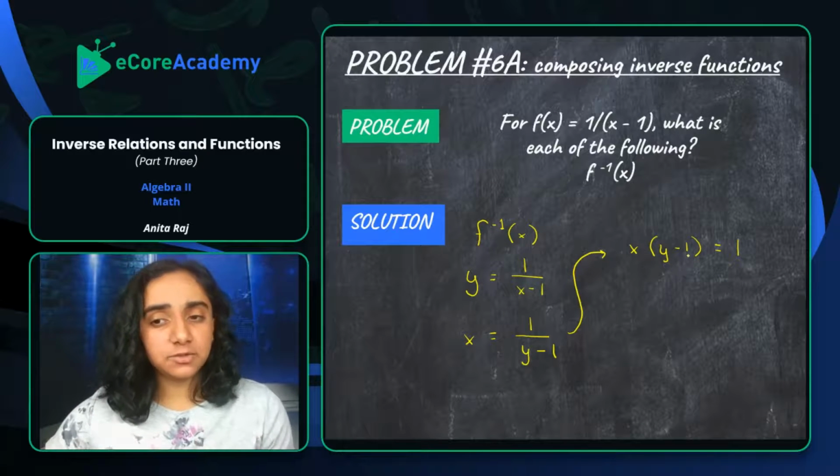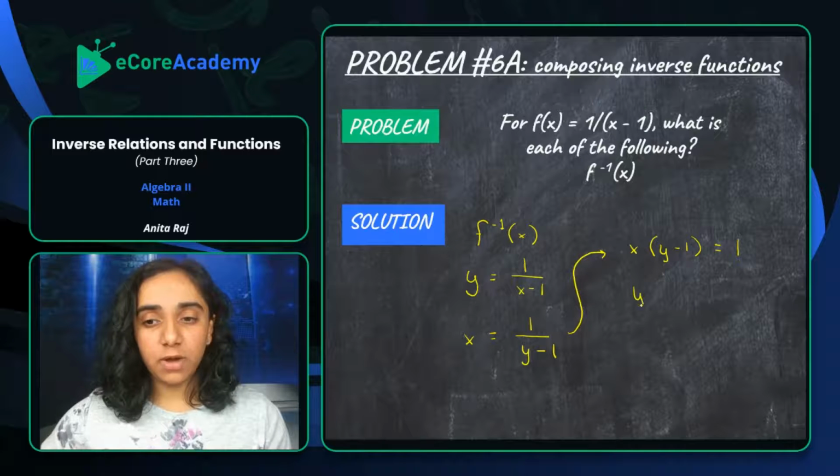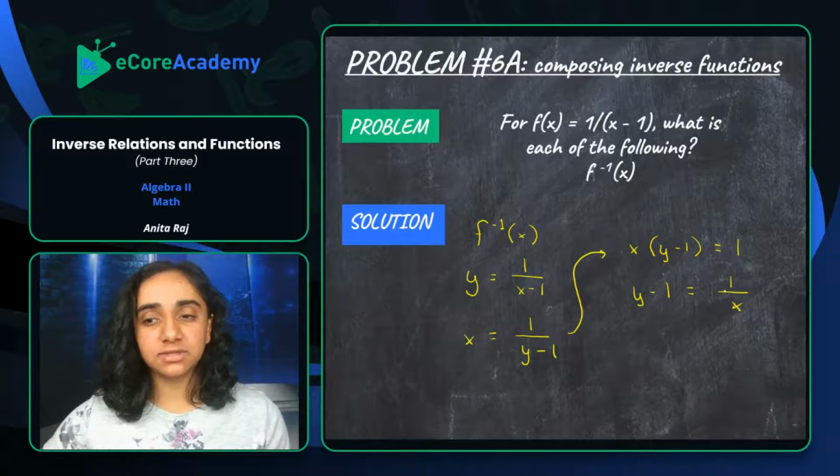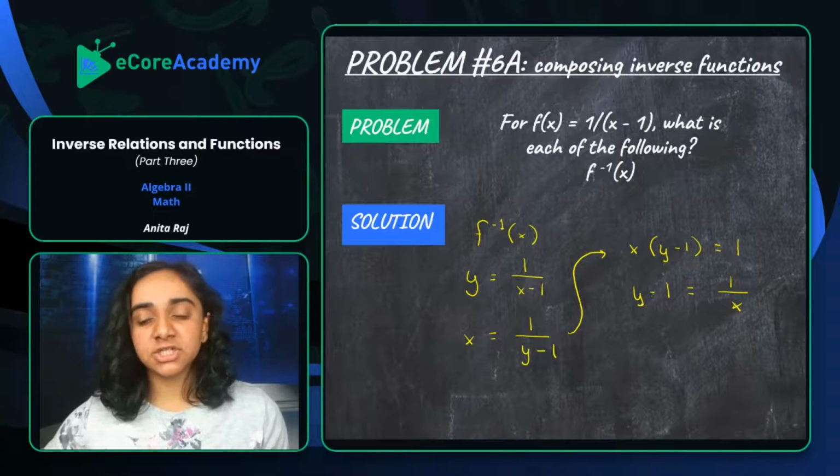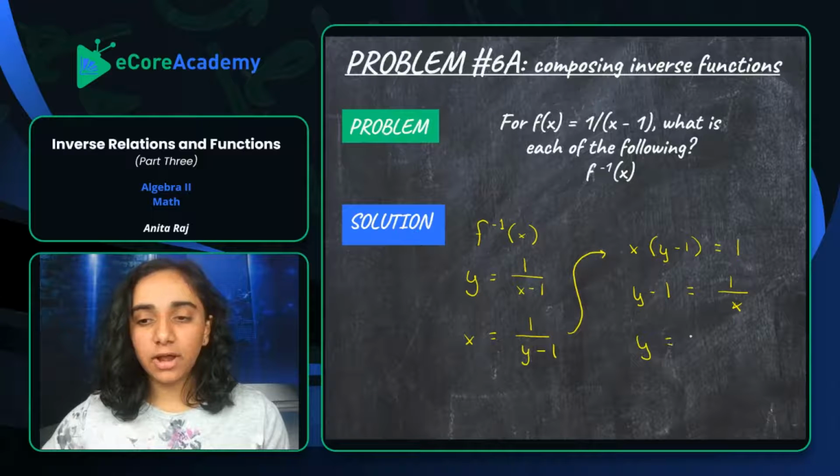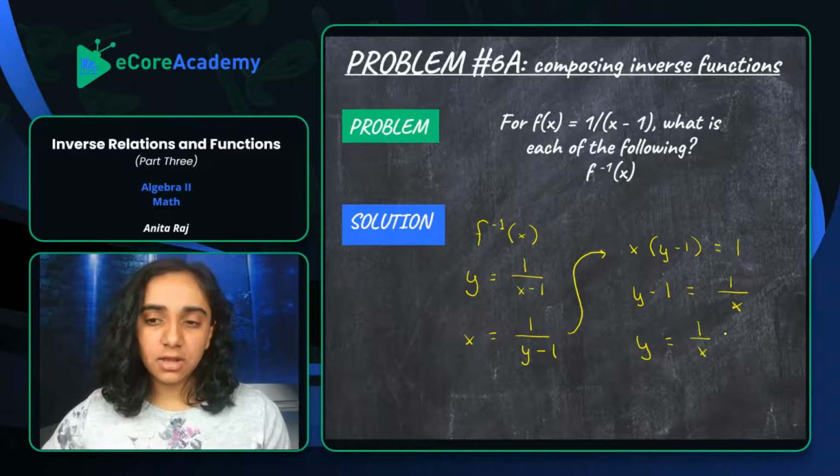And then to get y minus 1 by itself, we can divide both sides by x. If we do that, we'll get y minus 1 is equal to 1 divided by x, because if we divide 1 by x, x becomes the denominator. And then our last step is to just get rid of this negative 1. So we're going to add 1 to both sides, and we will get y equals 1 over x plus 1.